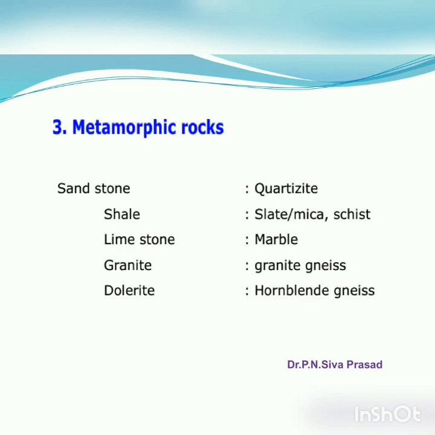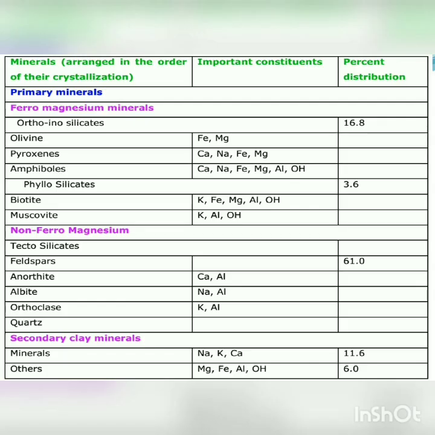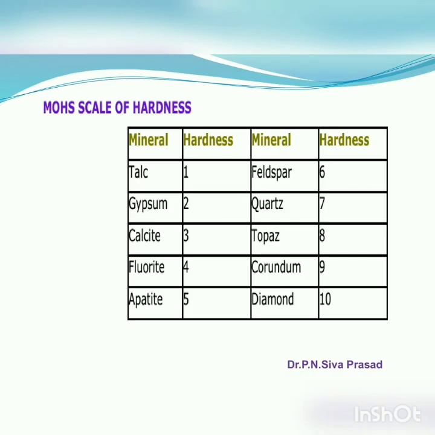Metamorphic rocks are derived from igneous rocks and sedimentary rocks. Marble and gneiss are examples of metamorphic rocks. Minerals are classified into primary minerals and secondary minerals based upon origin. Hardness of a mineral is estimated by using Mohs scale. Diamond has highest hardness, whereas talc has low hardness.